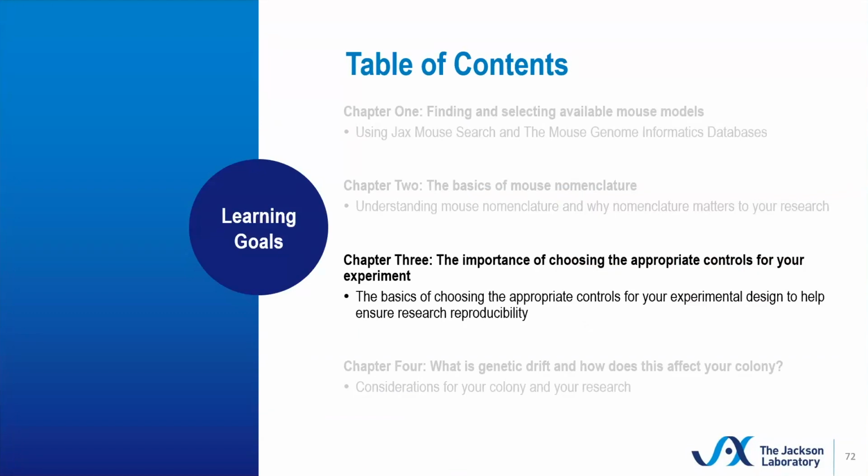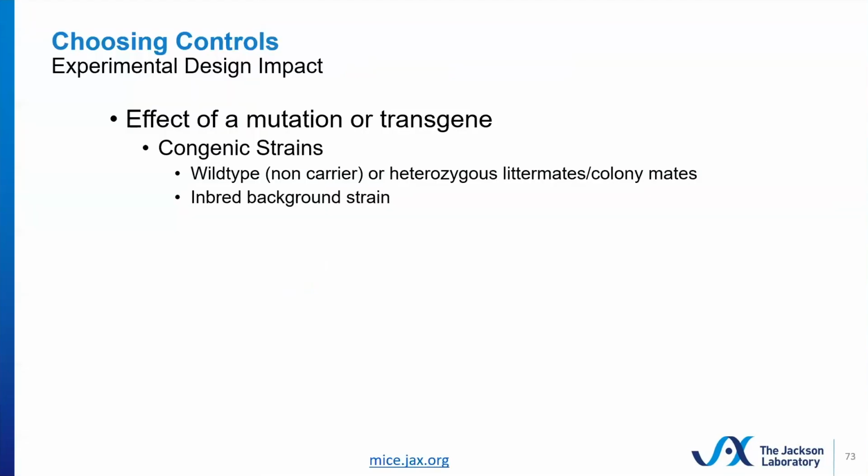Once you have determined what model is best suited for your research, you will need to determine what the best controls are. Typically, researchers choose a control that is as genetically close to the experimental model as possible, such as choosing the inbred background. However, your experimental design will heavily influence your control choice.